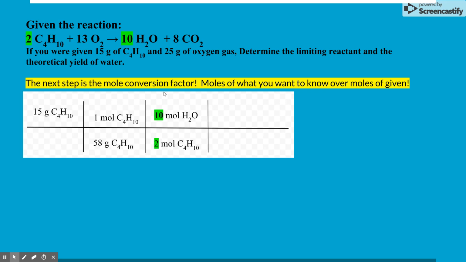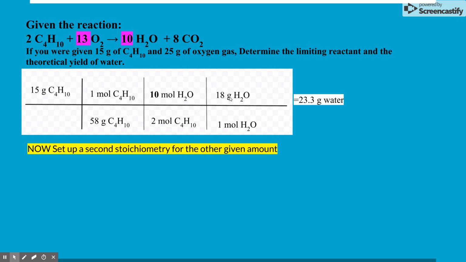Now, to follow up, we're going to change from moles of water to grams of water by plugging in the formula mass of water and 1 mole of water. So when I do that first stoichiometric setup, I'm going to calculate by multiplying everything on top together and dividing by the product of the denominator, and I'm going to get 23.3 grams of water.